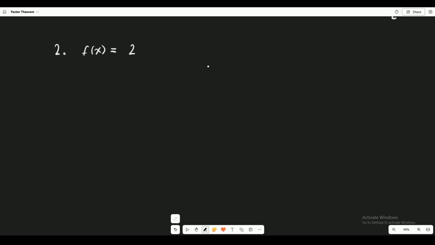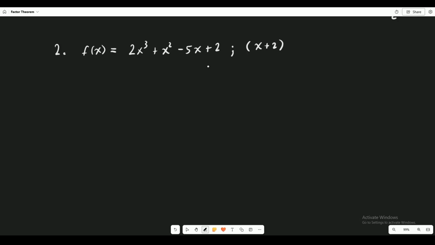So f of x equals 2x cubed plus x squared minus 5x plus 2. And they're asking me to use the given factor and the factor theorem to find all zeros for the given polynomial function. So f of x is given, and the factor they're giving me is x plus 2.